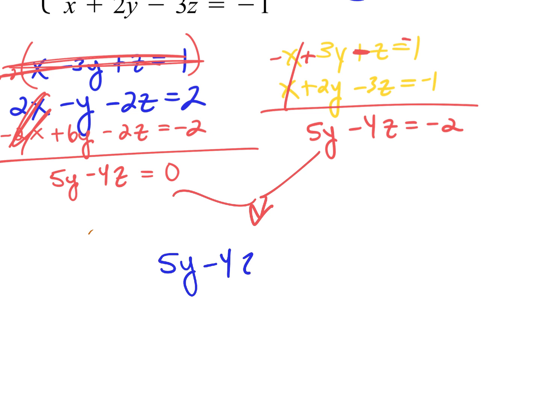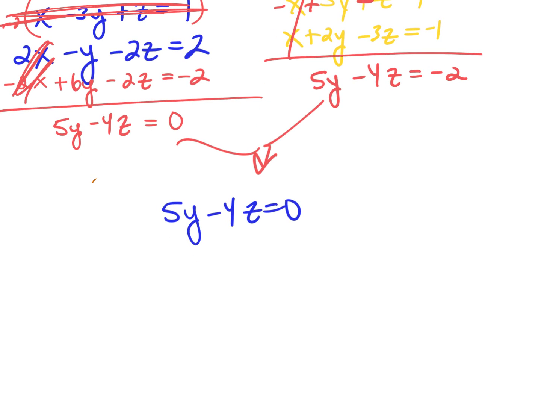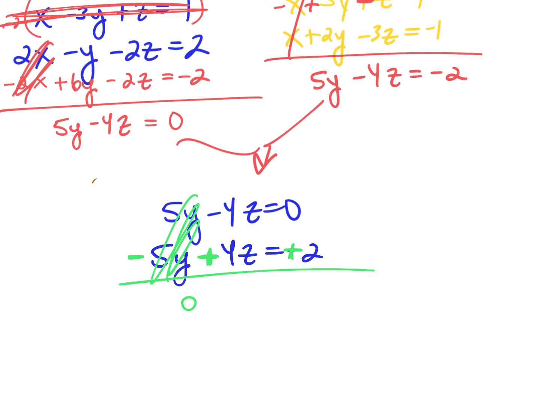5y minus 4z equals 0. 5y minus 4z equals negative 2. What do I multiply one of them by? Negative? I'll do the bottom one. So minus, plus, plus. What happens to my y's? They cancel, so it's 0. What happens to my z's? They cancel. And then what does this equal?